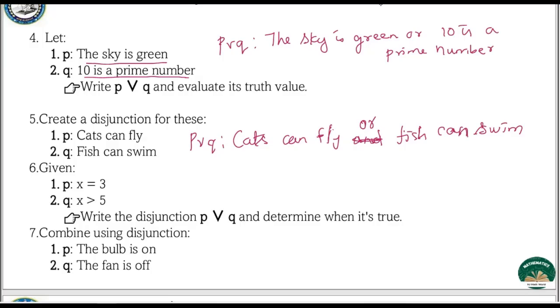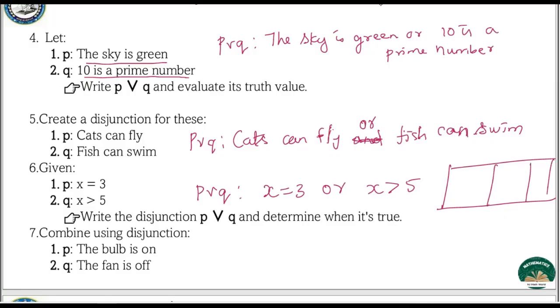Then P is x equals 3, Q is x is greater than 5. You write P or Q, that will be x equals 3 or x is greater than 5. So determine the truth table, writing the truth table for that. P, Q, P or Q. If x equals 3 is true, then x is greater than 5 is false. Then the answer will be T.